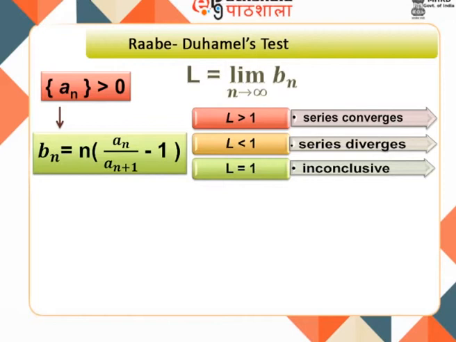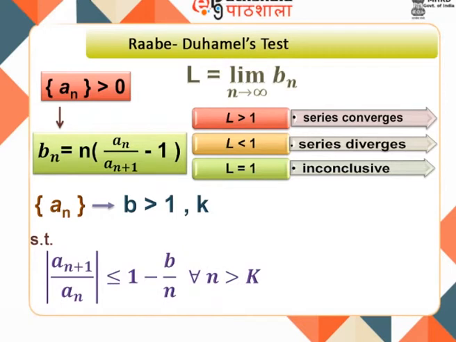An alternative formulation of this test is as follows. Let an be a series of real numbers, then if b is greater than 1 and a natural number k exists such that |a_(n+1) by an| is less than or equal to 1 minus b by n for all n greater than k, then the series an is convergent.